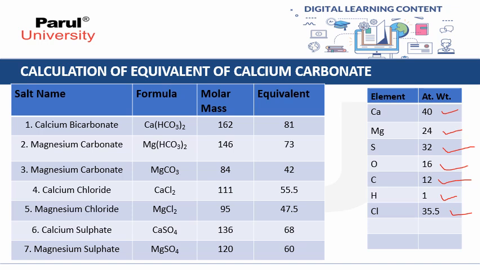So the calculation of equivalent of calcium carbonate is 100. Calcium bicarbonate: molar mass 162, equivalent weight 81. Magnesium bicarbonate Mg(HCO3)2: molar mass 146 and equivalent weight is 73.